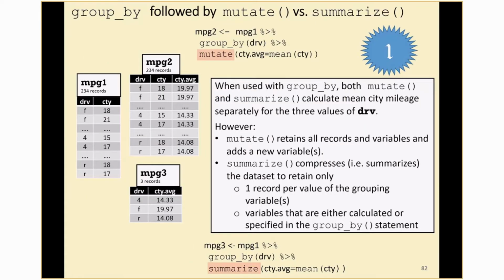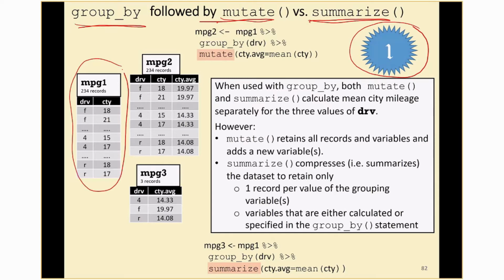I went through the lab manual, and I identified for the entire course a bunch of slides that I thought were really, really important, and I gave them that symbol. And what this particular slide is meant to do is to compare mutate with summarize when used in conjunction with the group by function. So in both cases, I'm going to begin with MPG1, this relatively small data frame that has 234 records and two variables.